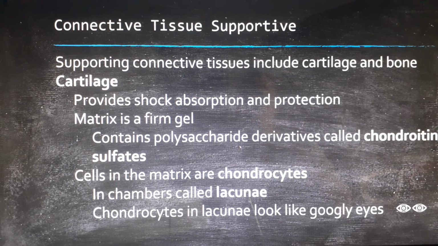The cells in all of the cartilages are called chondrocytes. That prefix chondro means cartilage. And because the matrix is almost a solid, a firm gel, the cell can't live in a gel. It has to live in a hole in the gel. And so the hole is called a lacuna. If you have more than one, then you put an E on the end of that word and turn it into lacunae. Now, I love looking at cartilage because the lacuna with the little chondrocytes inside kind of look like googly eyes. So it's the only tissue that looks back at you.